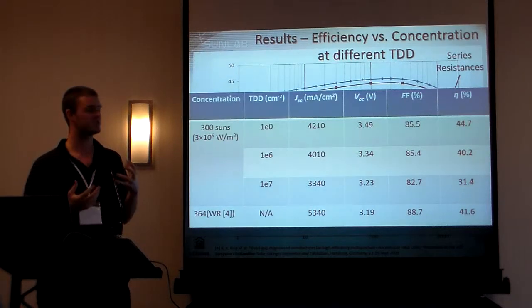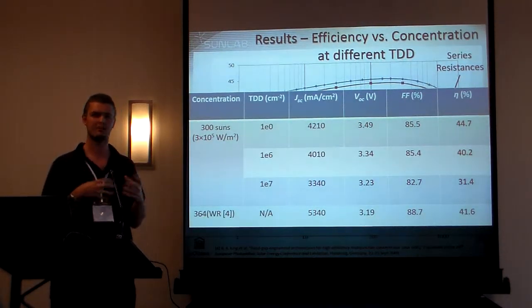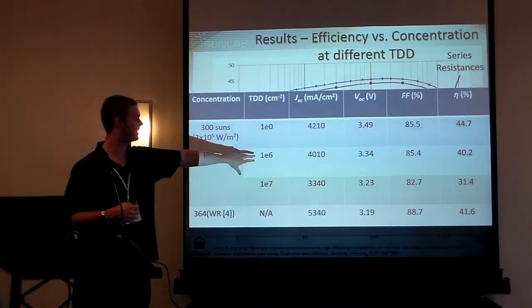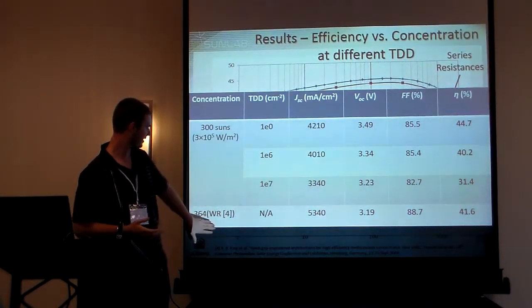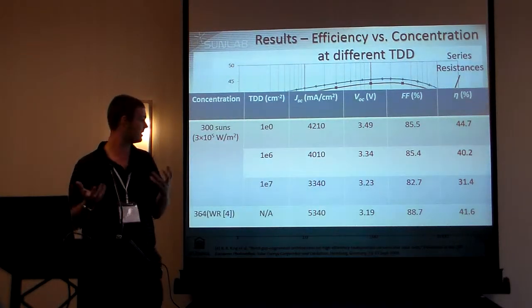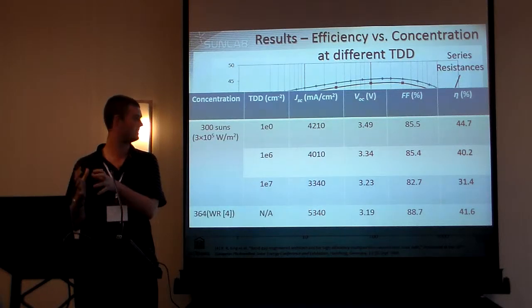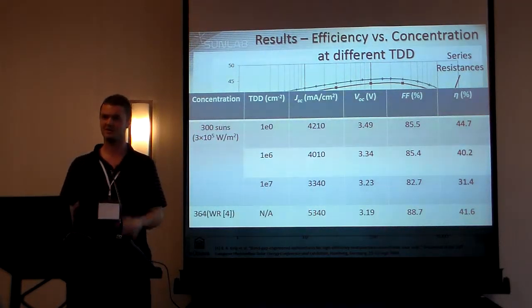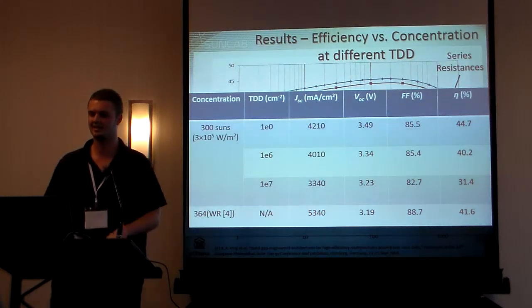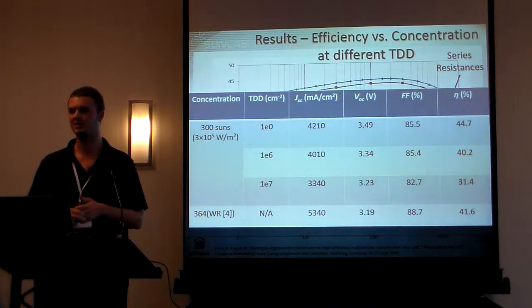Of course, this is just a model, but we have included the growth challenges by including TDD. So we would say that at no TDD we obtain better efficiencies, but this is just a model. But if you can grow this type of design with a TDD of 1e6, you can obtain similar results. So this would be a novel design that could potentially be on the market one day.